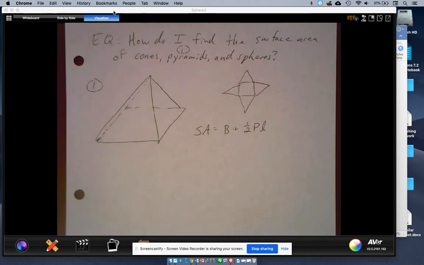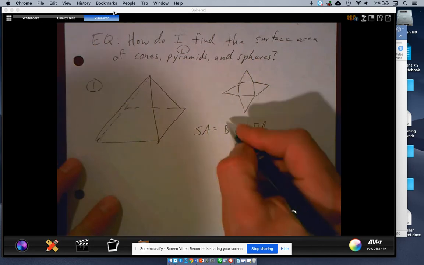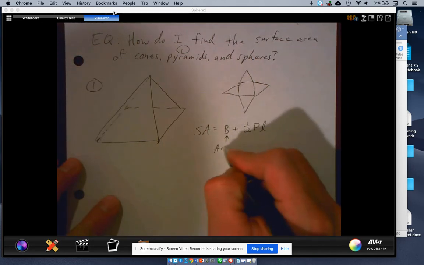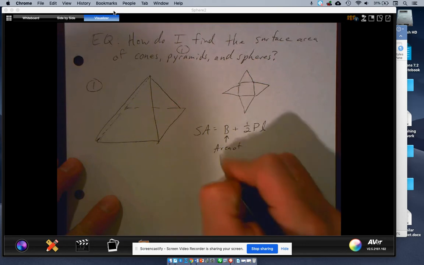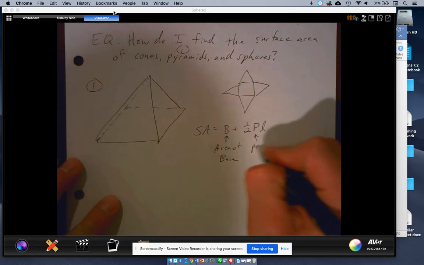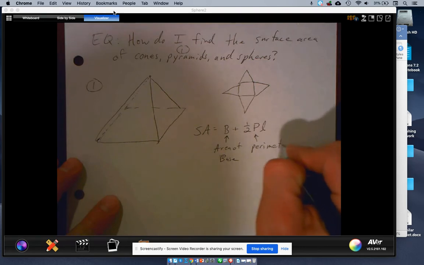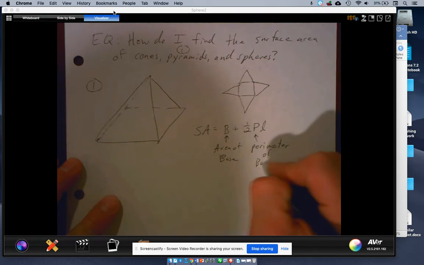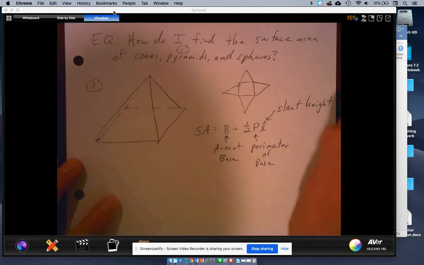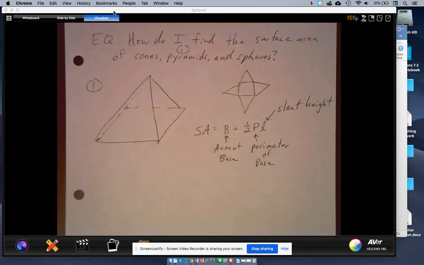And some of those things you don't know what they are yet. Let me teach you as I go. All right. So first of all, capital B, and I'll just write it in here. That is area of the base. That is perimeter of the base. And this is slant height. Okay. Now let me explain to you what those things are.